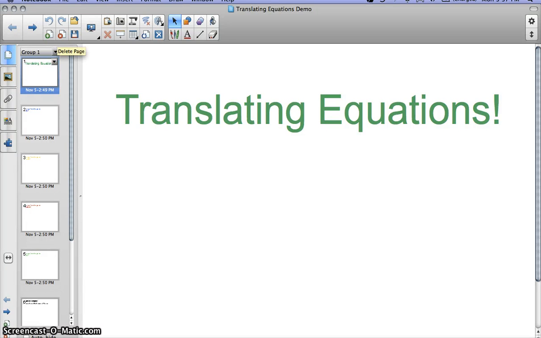Hey, good afternoon, everybody. Today we're talking about translating equations. So what we're really talking about is taking words and turning them into the equations that we all know and love. Before we can do that, we need to make sure we know exactly what words mean what.